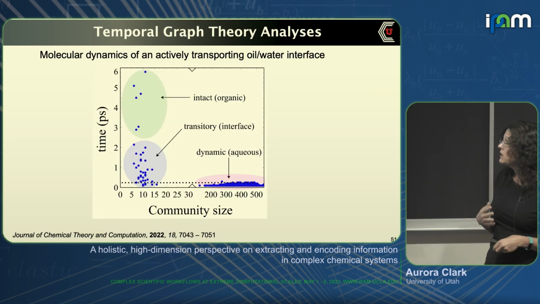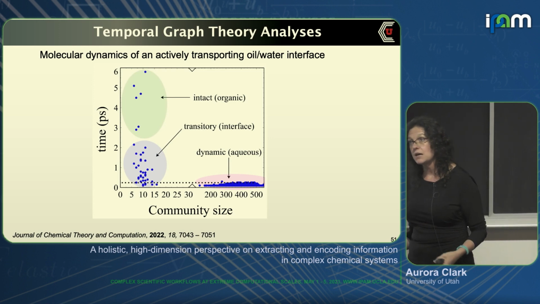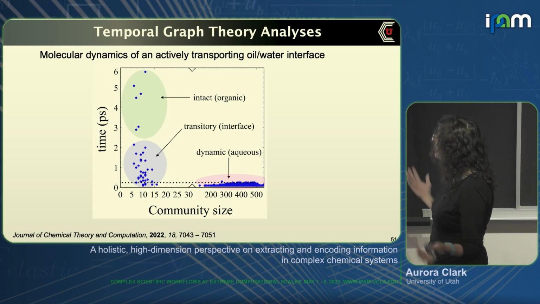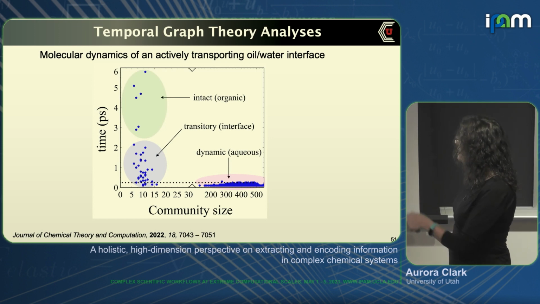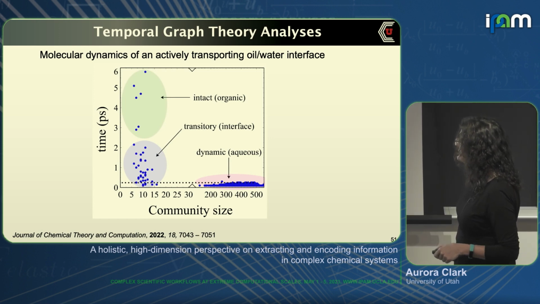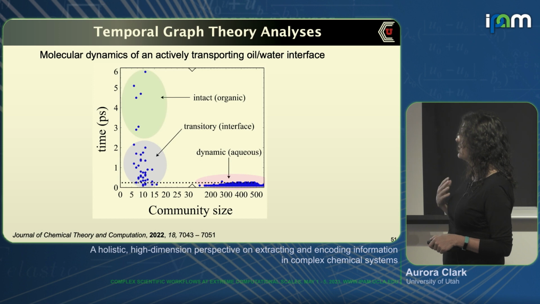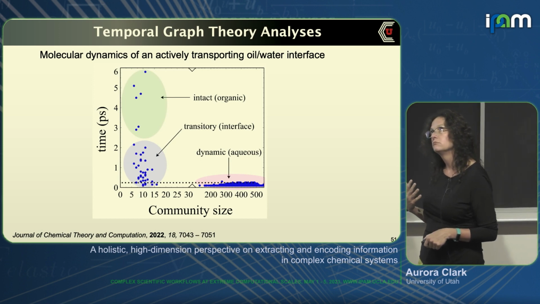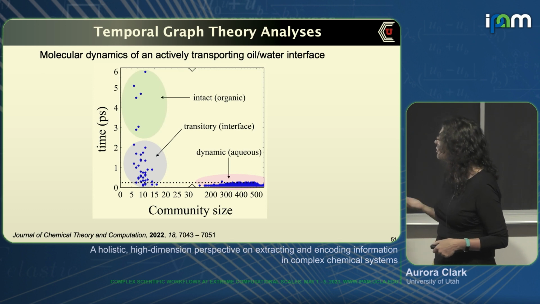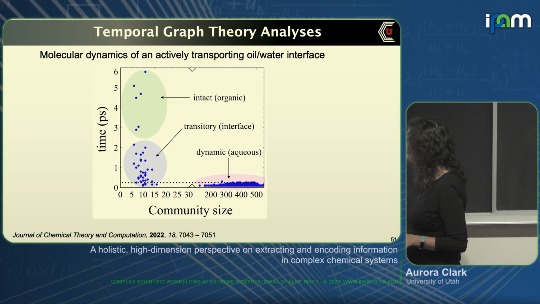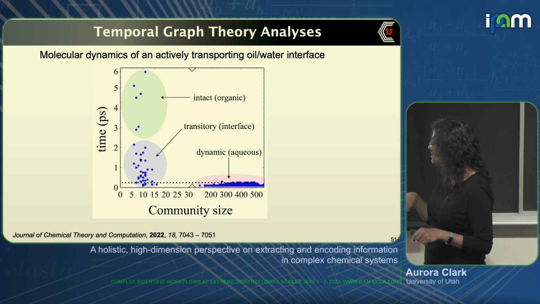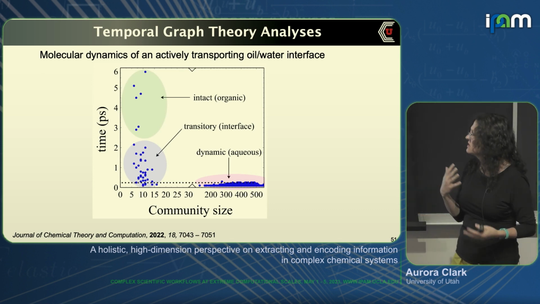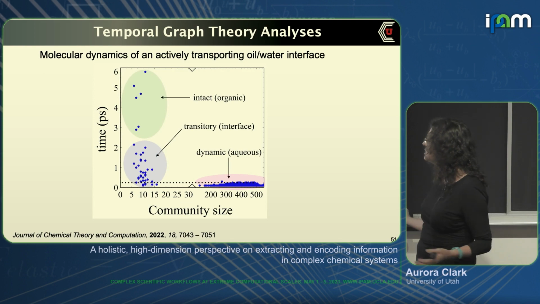And so if we apply this temporal modularity optimization approach in a dynamically transporting oil-water interface, we can very easily see groupings of time. These would be the lifetimes of these temporal communities that correspond to highly dynamic communities that are present just in water, because in water you've got all this hydrogen bonding that's breaking and forming, and so it's highly dynamic, really big communities.